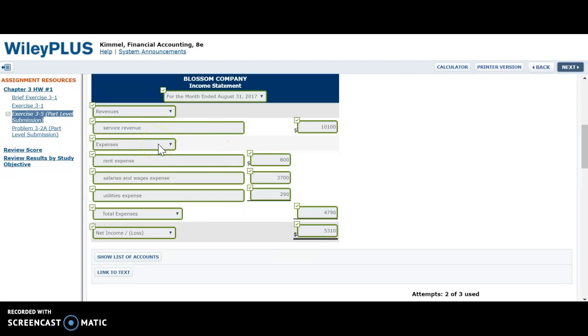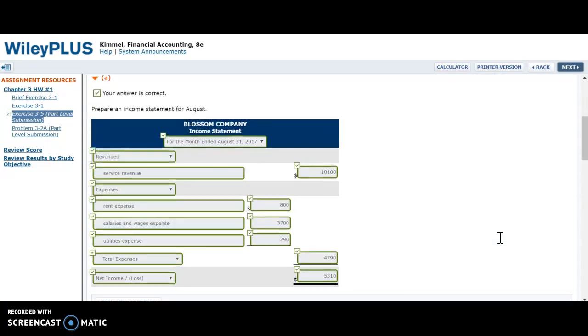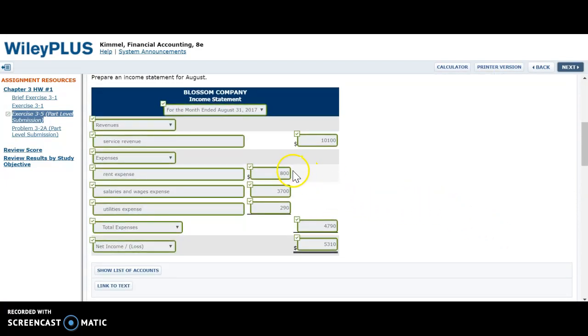Next is expenses. There's 3 slots for expenses. And if you'll recall in the textbook, they told us to make sure that we submit the information chronologically, or in order that it's put on the information here. So the first one is rent expense of $800. Second is salary expense for $3,700 and utility expense for $290. So we're going to plug those in here. Rent expense $800, salaries and wages $3,700, utilities expense $290.